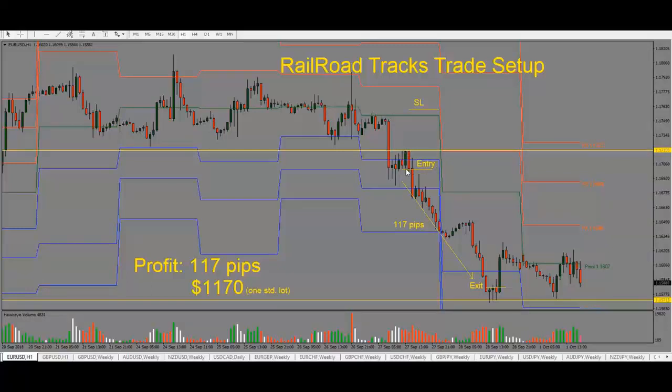Our entry can be either at the close of this candle, or we can look for a bit of a pullback here. And our stop would go on the other side of these candles here, because sometimes price can push up higher before it continues lower. And then we stay with the trade as long as price is dropping. Once we get into our next support level here, we have two bullish pin bars, so good point for us to exit the trade. From entry to exit here, we get 117 pips in our trade. So our profit is 117 pips or $1,170 if trading one standard lot.